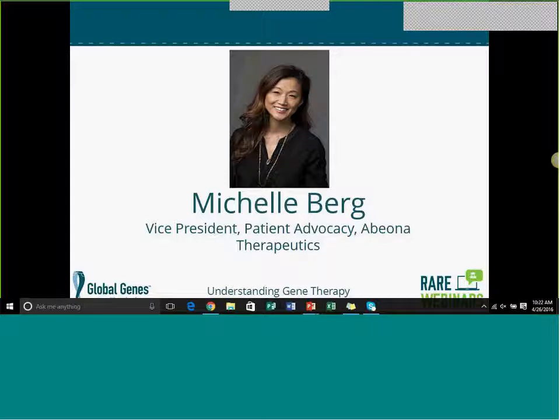But at this point, let's turn to Michelle Berg, Vice President of Patient Advocacy for Abeona Therapeutics. We're working to bring gene therapies for rare diseases to market. Previously, she worked for Aldevron, a contract manufacturing organization specializing in gene therapy, and she's also performed research in the Plant Sciences Department at North Dakota State University, where she did a BS in biotechnology. Michelle will provide a perspective on gene therapy from the point of view of a company seeking to develop and commercialize these therapies. Mel?